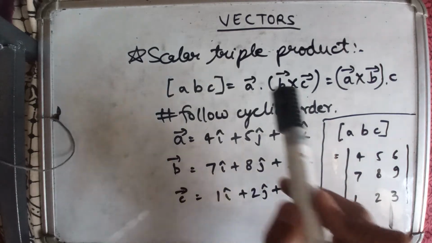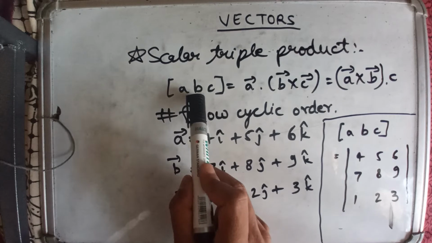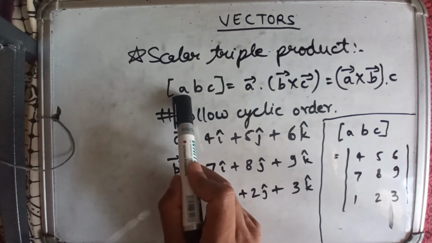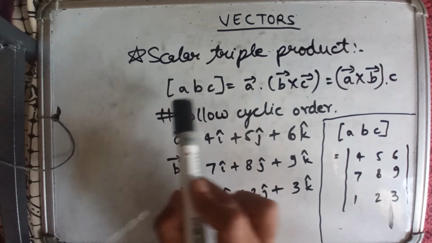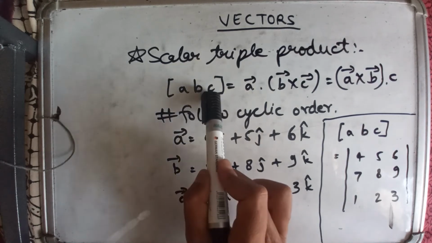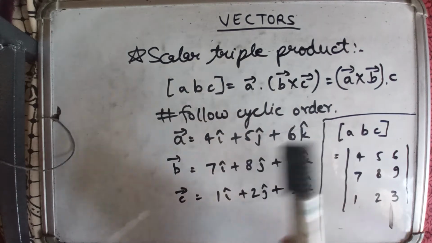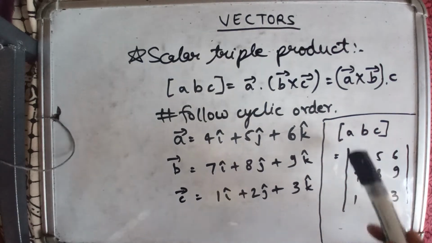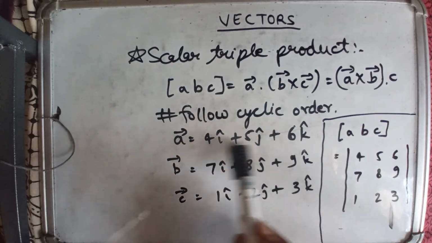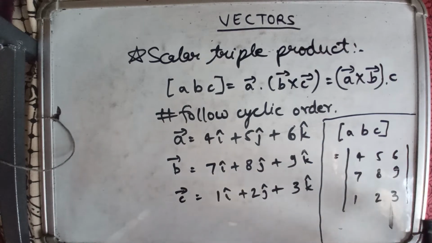Like we can write this as box ABC is equal to box BCA is equal to box CAB. But if we write box ABC equal to box BAC, it is not a cyclic order, so it follows cyclic order strictly. And if you are given three vectors like this, then the box ABC value will be this. Just write these all in the first row, these in the second row, these in the third row, and find the answer with the determinant form.